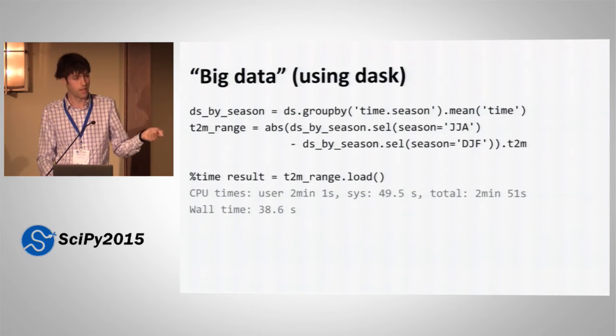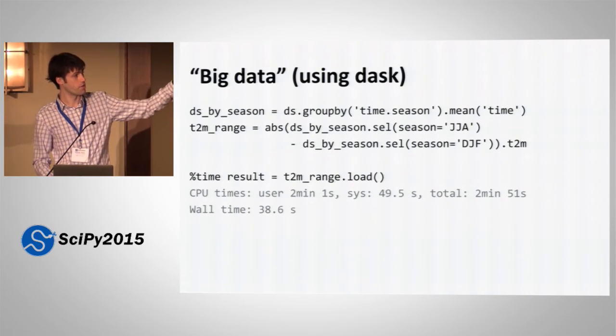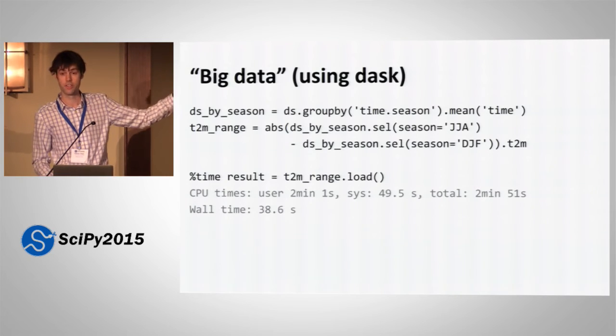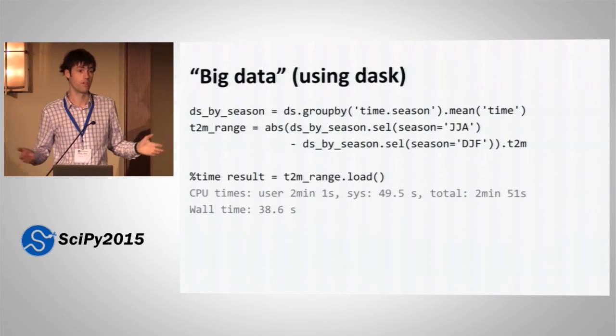Say, this is the average difference between summer temperature and winter temperature on my 50 gigabyte data set. When I calculate these first few expressions, they're really fast. It's all lazy computation. And then when I actually say I want to load the data, it will use all my cores on a single machine, or potentially even a distributed backend for Dask as well. And here you'll see that it used about 3 minutes of CPU time, but only 40 seconds of wall clock time. So that means that it was using all my four cores.